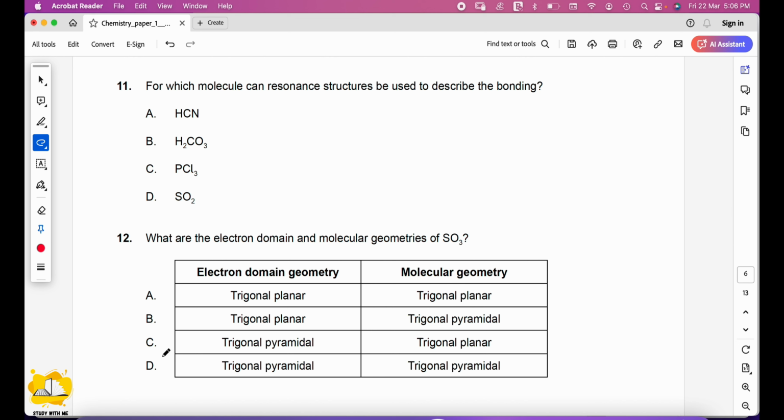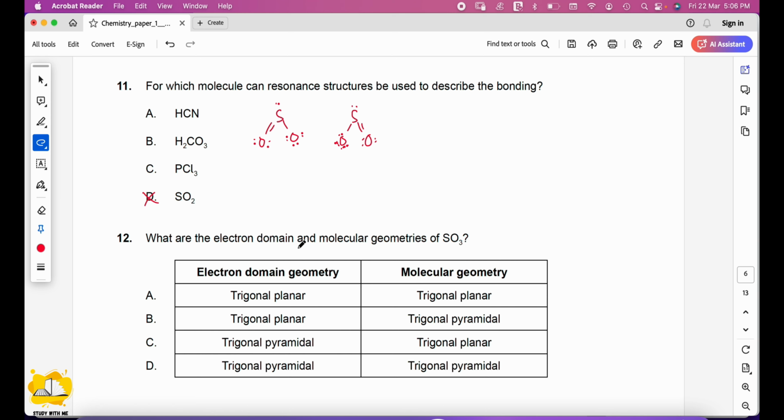For number 11, for which molecule can resonance structures be used to describe the bonding? HCN doesn't have resonance. H2CO3 also doesn't have. PCl3 also doesn't have. Only SO2. It has 2 resonance structures, which is this way, and another Lewis structure will be this one. Okay, so this should be 6, and this should be 4, and this 2.